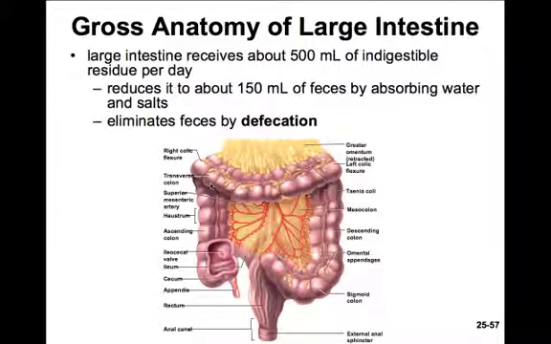In the final section of this chapter, we'll look at the large intestine, beginning with the gross anatomy. The large intestine receives about 500 milliliters of indigestible residue per day. Once the small intestine has extracted everything that's useful, the rest of it passes through as feces. It gets reduced to about 100 milliliters of feces because the large intestine absorbs a lot of water, which follows salts, and the feces is eliminated by defecation.